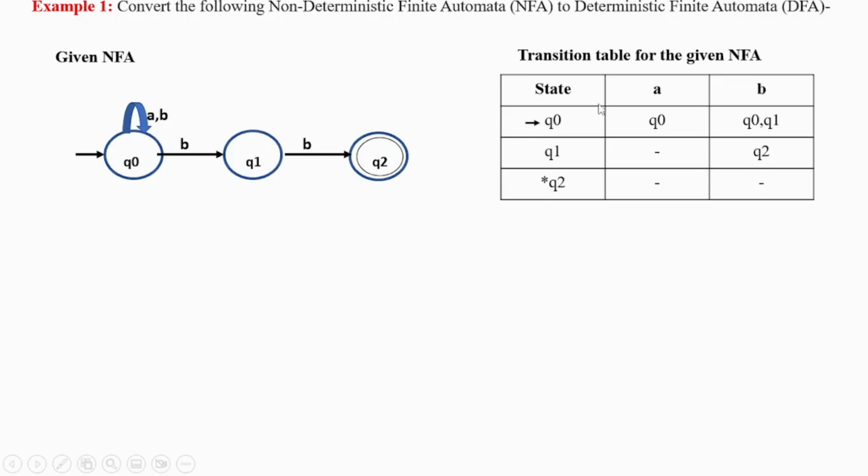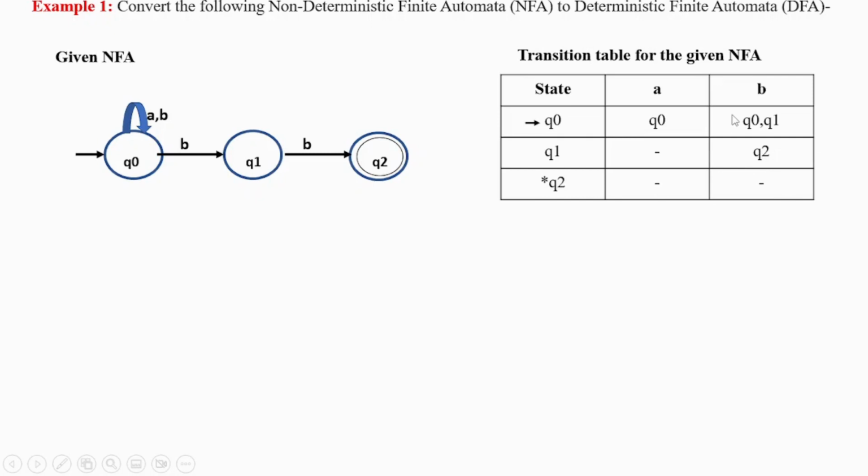So from Q0, on seeing A, it goes to the state Q0. So I've written Q0. On seeing B, it goes to Q0 and Q1. So Q0, Q1. From Q1, no transition for A, so it is dash. For B, it goes to Q2. So I've written Q2 here. And for the state Q2, transitions are not defined. So it is complete dash.